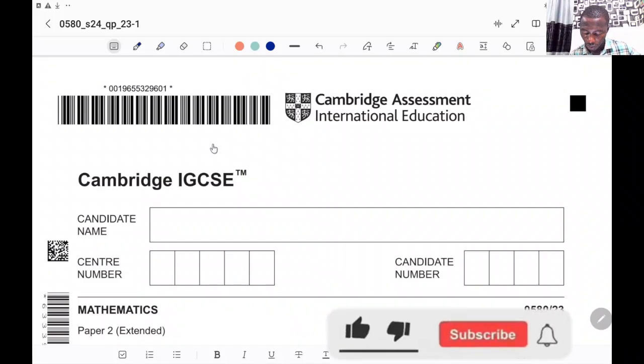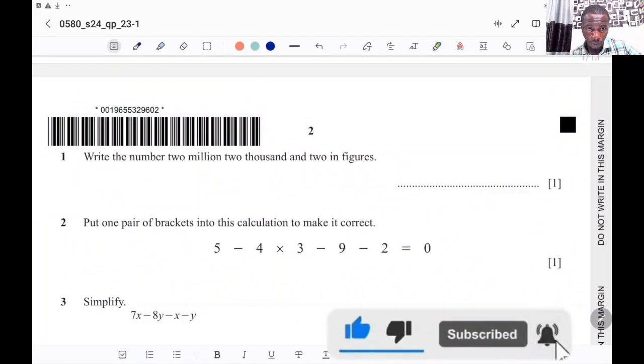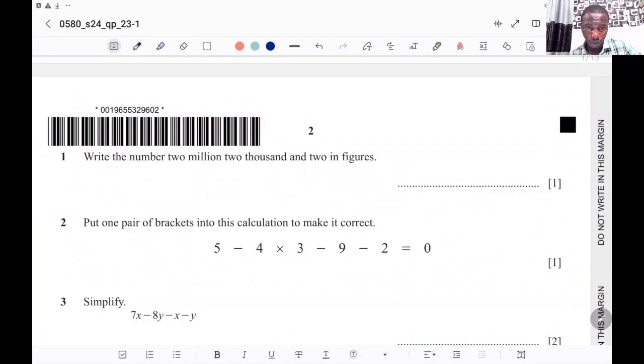Right, so in this one we're trying to look at paper 2 extended. Question number 1 says write the number 2,002,002 in figure. So we should write 2,002,002 in figure. The easiest way to achieve this is to write them separately, then you can sum them together.